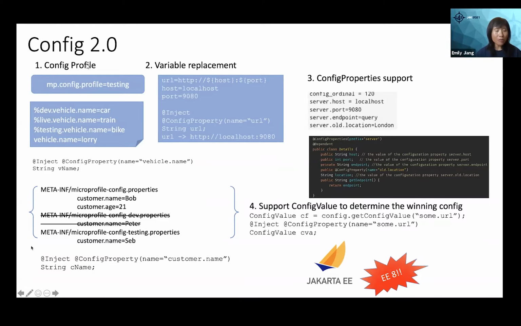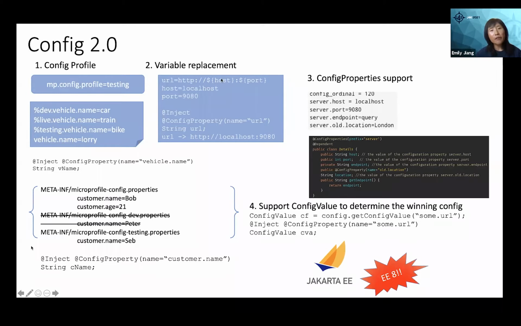The config profile works on the property name, and it also works on the config source, like microprofile-config.properties. If you have microprofile-config.profilename.properties, this one is also automatically loaded. You don't need to use ServiceLoader or whatsoever. In these circumstances, if you look up customer.name and it is in microprofile-config.testing.properties, this one will overwrite the other. So you will get a SAB instead. So this is one thing.